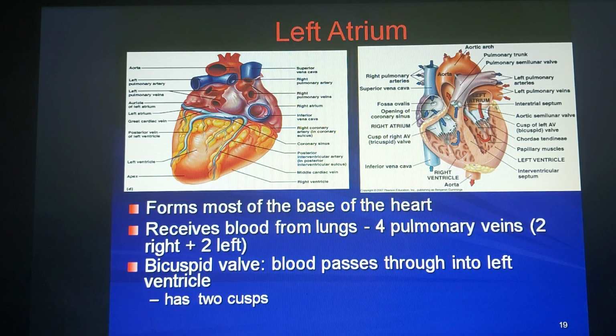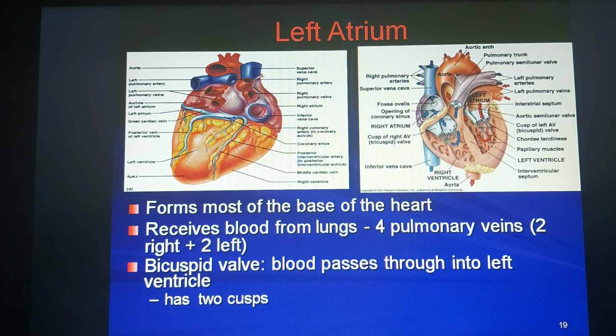From this left atrium to the left ventricle, blood passes through the bicuspid valve. After that, the blood enters into the ascending aorta like this. This is the right atrium. Blood enters into the right ventricle by this tricuspid valve, and after that it enters into the pulmonary trunk like this. So this is about the left atrium.